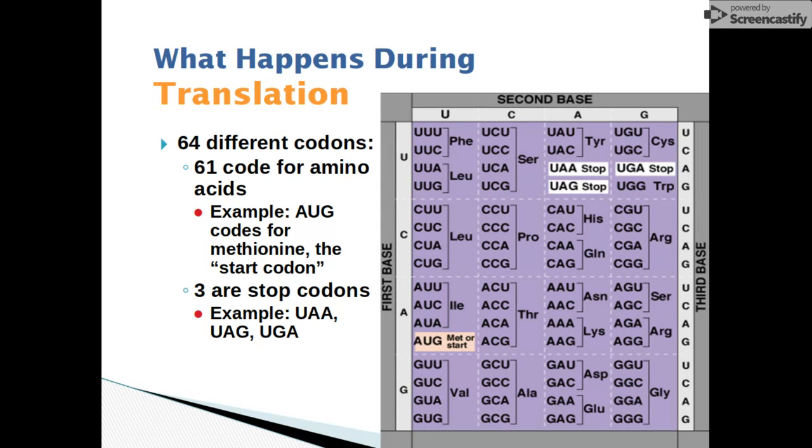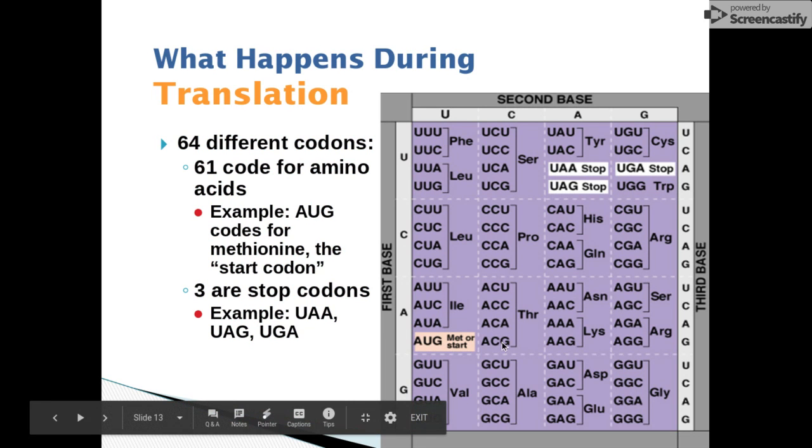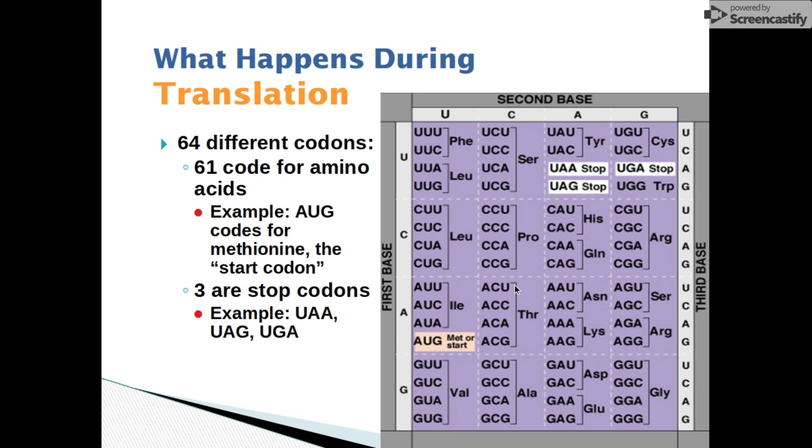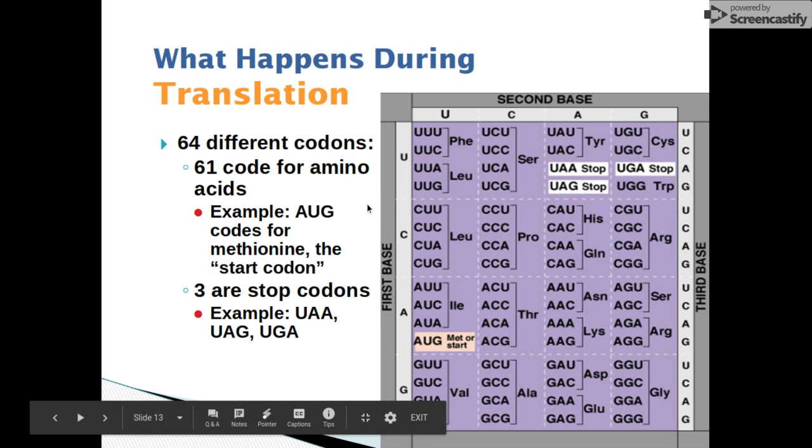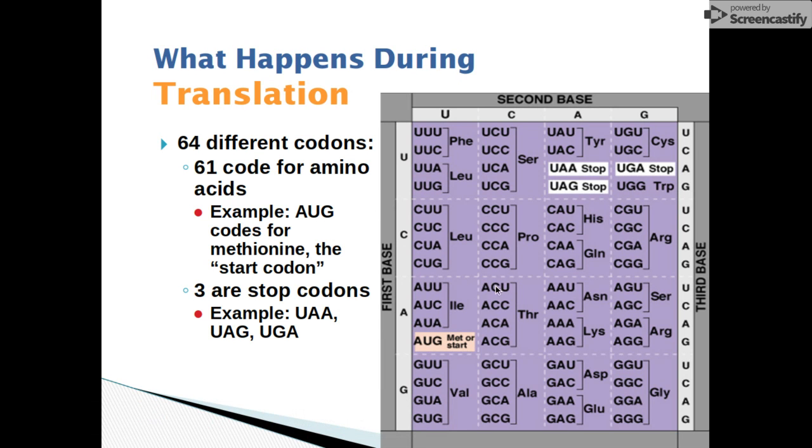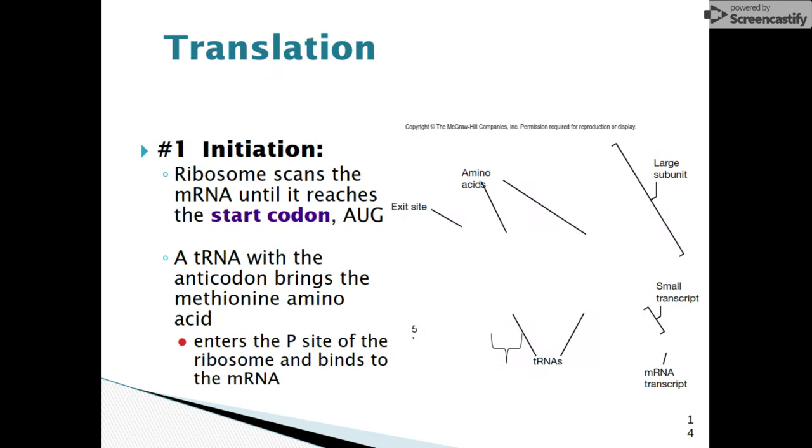We see there's a lot of repeating here because there aren't 61 different amino acids, there's 20. And so this repetition can actually be good for the cells, for the DNA, because it helps to make sure that if there's a mutation, it's possible that it won't do anything. If we get a mutation that changes this codon from ACU to ACC, it's still the same amino acid, so it doesn't change that protein.